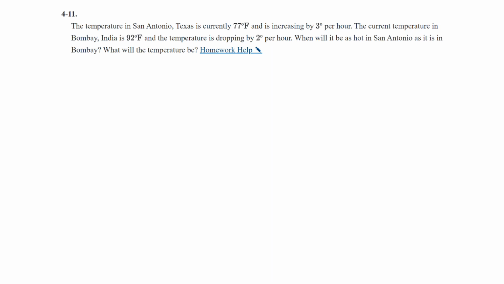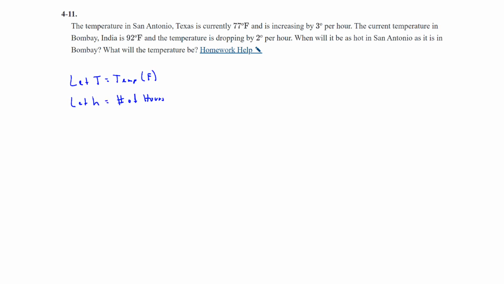And so the temperature in Texas is 77 degrees, increasing 3 degrees per hour. So we need to set up some variables here. Let's just say T is going to equal the temperature, and the temperature is in Fahrenheit. And then we have time, and it's in hours, so we'll use H as the number of hours for that. And now we can set up 2 different equations.